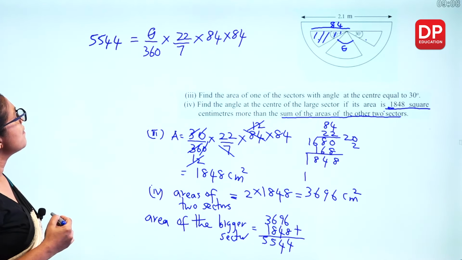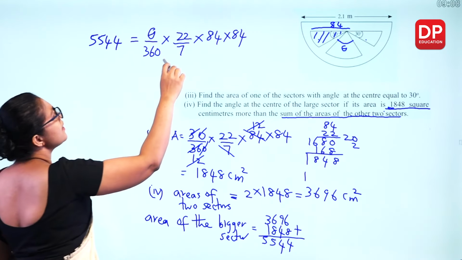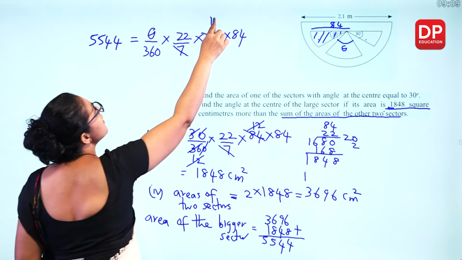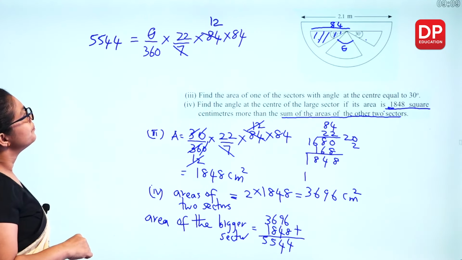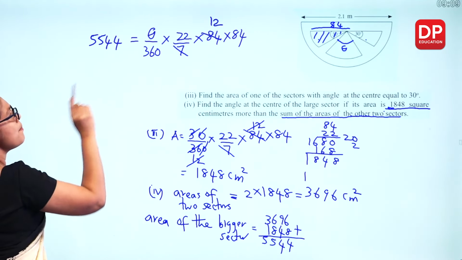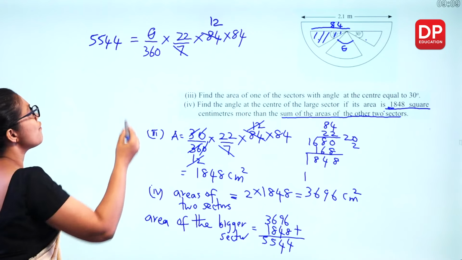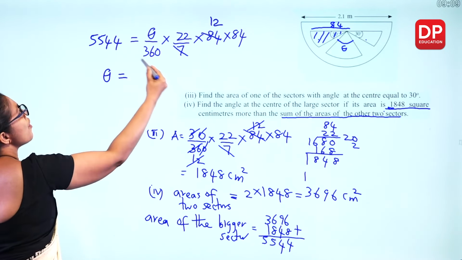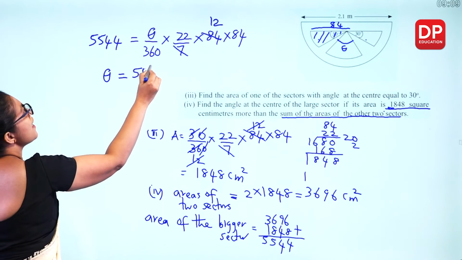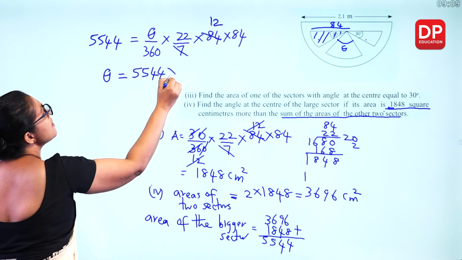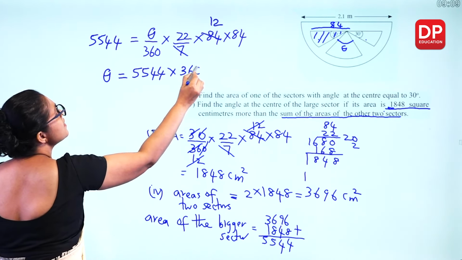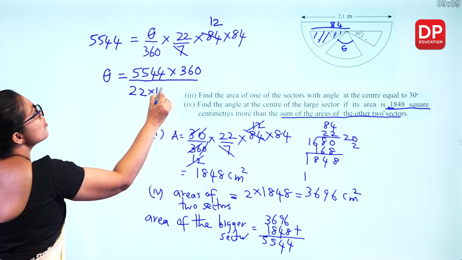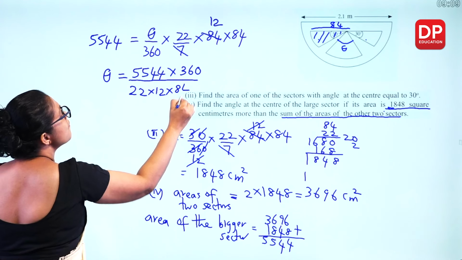How can we simplify this? Here, can you see 7 with this? You can write down 12. So then we'll rewrite and make theta as the subject of the formula. So what is theta there? Theta is equal to, you cross multiply this, that means 5544 multiplied by the denominator values and divide by the numerator values, 22, 12 and 84.